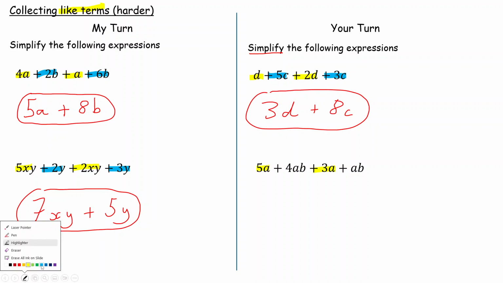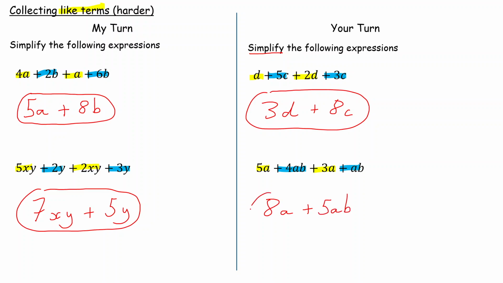And then you've got a plus 4ab and a plus 1ab. So that's going to combine these together. So you've got a 5a add 3a, or 5 plus 3 is 8, and you've got the a there, so 8a. You've got plus 4ab, add 1ab, well 4 add 1 is 5, so 5ab. Okay, and this is simply your answer.